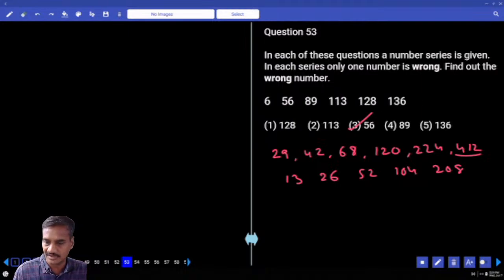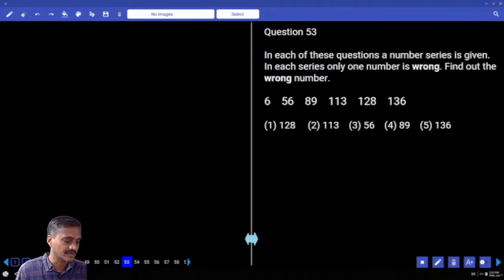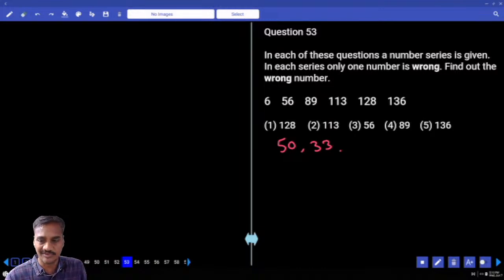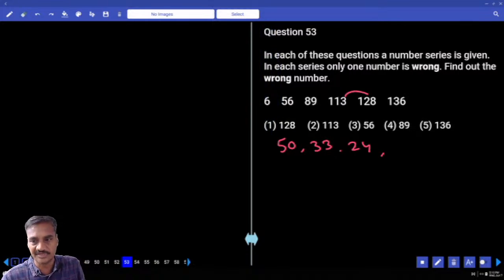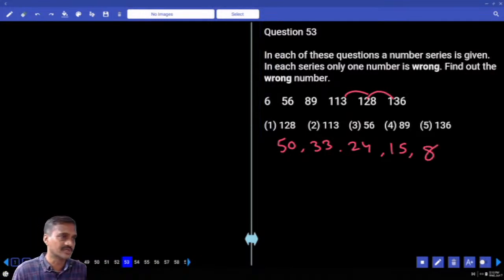Then 53: now 6, 15. Now 6 and 15, what is the difference we have? And the difference is 50. And 56 and 89, the difference is 33. Next difference 89 and 113, 11 plus 13, 24. And 13 and 28, the difference is 15. 28 and 36, the difference is 8. Then what is the wrong number?